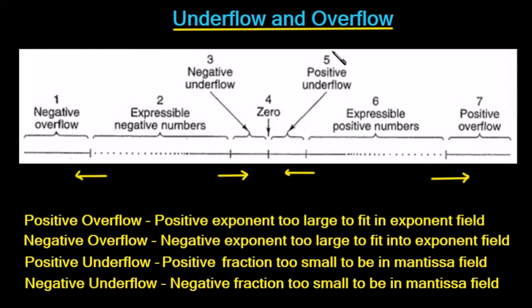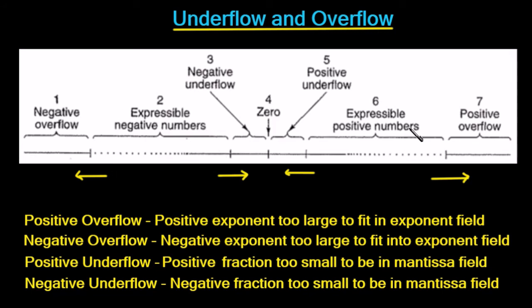Finally, we'll mention underflow and overflow. We have the real number line here, and the limits of the floating point number system. We have 0 in the middle, so we're able to represent 0. We're able to represent plus infinity and minus infinity, and we can represent not a number as well. We can represent a set of positive numbers expressible in the floating point number system, and a set of negative numbers.